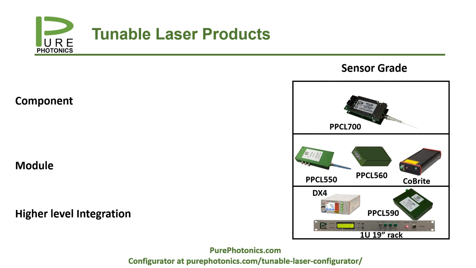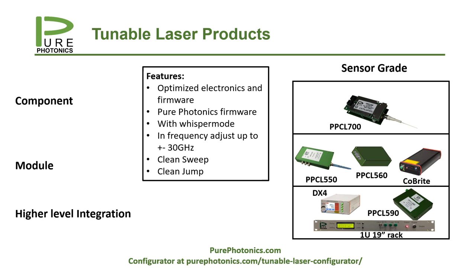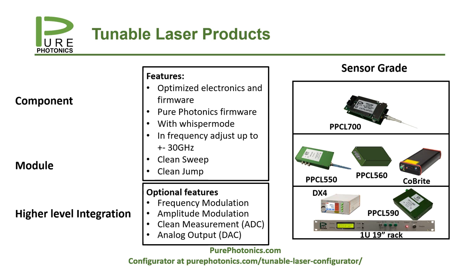The sensor grade devices are using the same optics as the telecom grade laser, but they have an optimized firmware and electronics. They have a much lower noise in the 50 kHz to 10 MHz range and provide optional features such as frequency modulation, amplitude modulation, analog output, analog input and other features such as clean sweep and clean jump. And the in-operation fine-tune for the sensor grade laser is plus or minus 30 GHz.